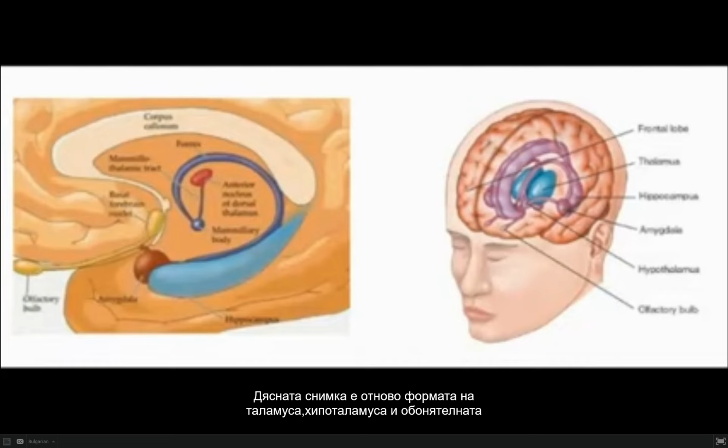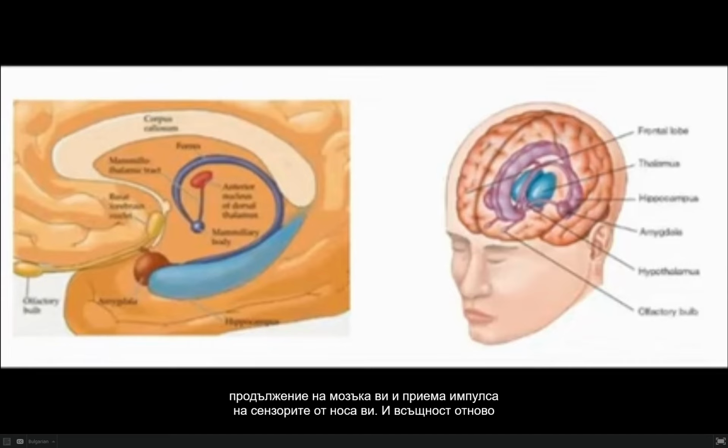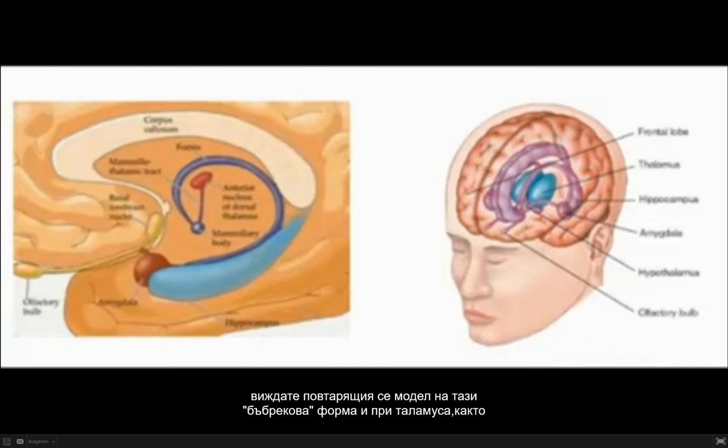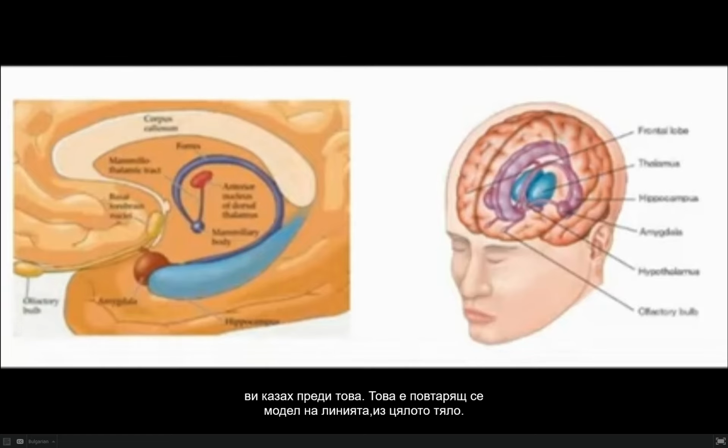and olfactory bulb. The olfactory bulb is your sensor to your nose. It is like an extension of your brain and accepts the sensory impulse from your nose. Okay, and actually you see here again the repetitive model of the kidney shape of your thalamus, as I told you before. This is a repetitive model on the line through all your body.